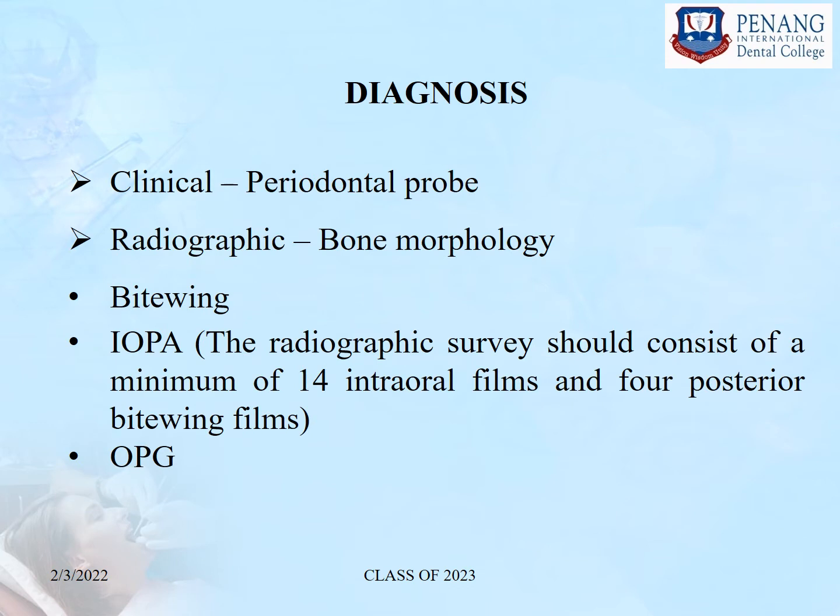So, how do you diagnose periodontitis, or how do you diagnose periodontal health? Coming on to the diagnosis, it can be diagnosed with the help of a periodontal probe or through radiographs, that is with the help of the bone morphology. Radiographs such as bite wing, IOPA and OPG can be taken. The full radiographic IOPA set contains 14 intraoral films and 4 posterior bite wing films.